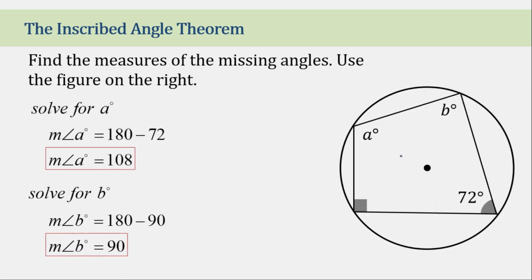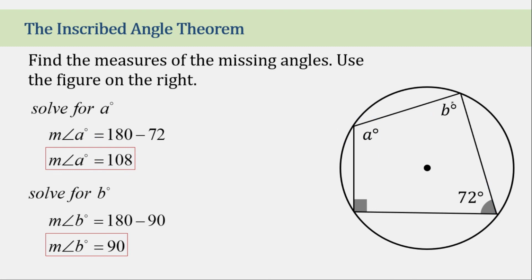Now let's put that in action. As you can see in this example, if we solve for angle A, we need to know what number we should add to 72 to get 180. So to do that, let's have 180 minus 72. That is 108. So 108 plus 72 is equal to 180 by that theorem.